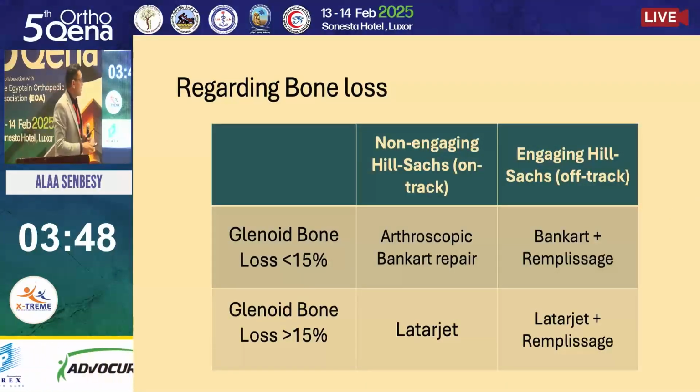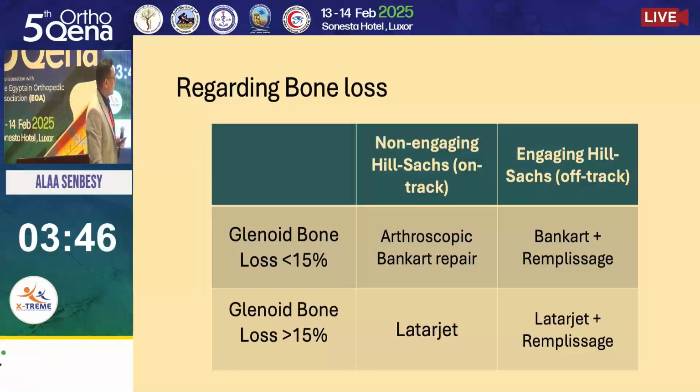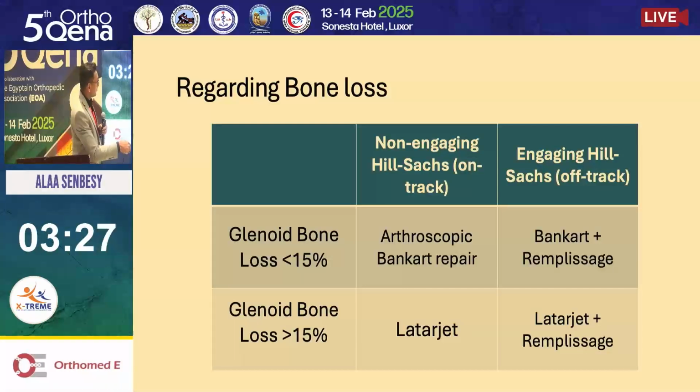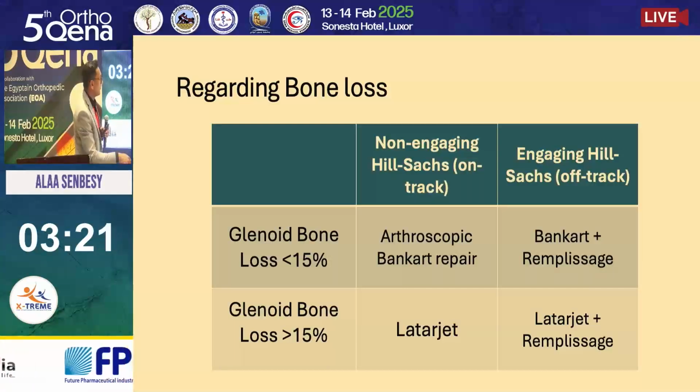But first, if the glenoid bone loss is less than 15% with an on-track lesion, I mean a small Hill-Sachs, we'll do arthroscopic Bankart repair. And if it's less than 15% with an off-track lesion, I mean a large Hill-Sachs, we'll do Bankart with remplissage. If the glenoid bone loss is more than 15% with on-track, we'll go for Latarjet. And if it's more than 15% with off-track large Hill-Sachs, we'll go for Latarjet.